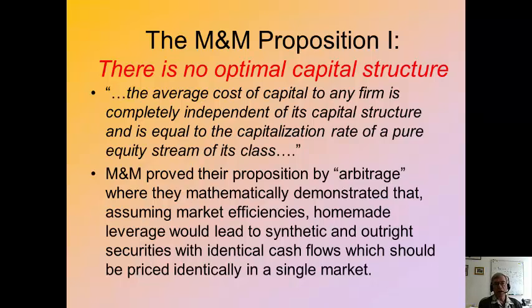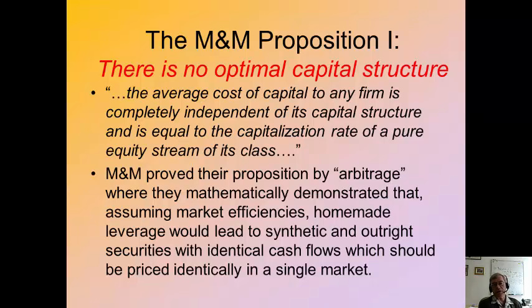They said that there is no optimal capital structure, or in their words, the average cost of capital to any firm is completely independent of its capital structure and is equal to the capitalization rate of a pure equity stream of its class. M&M's paper was as important for how they proved their proposition as for what they actually said.